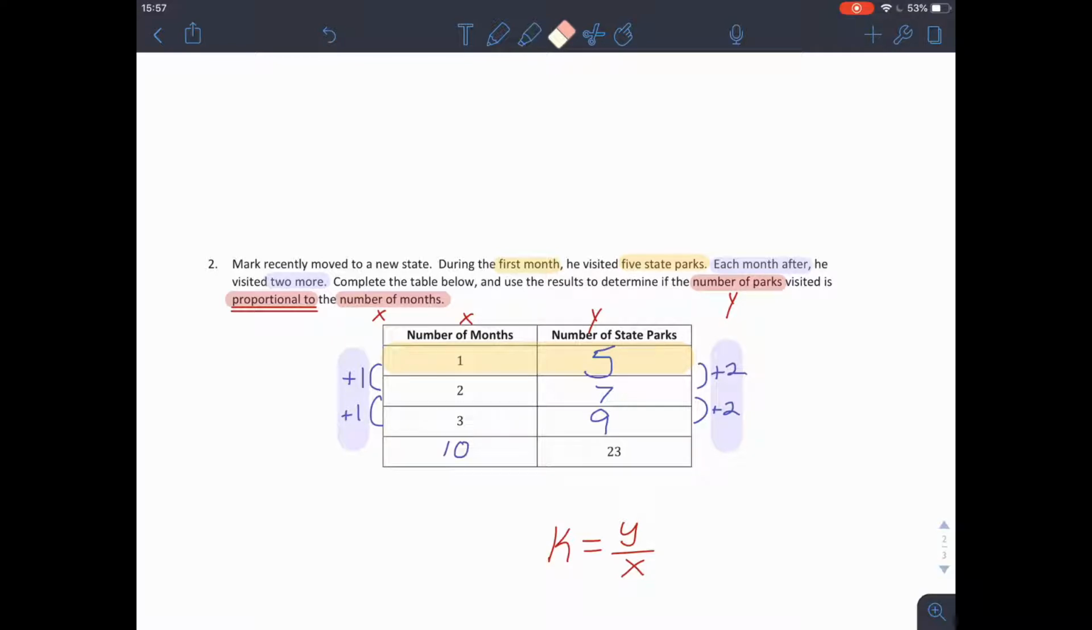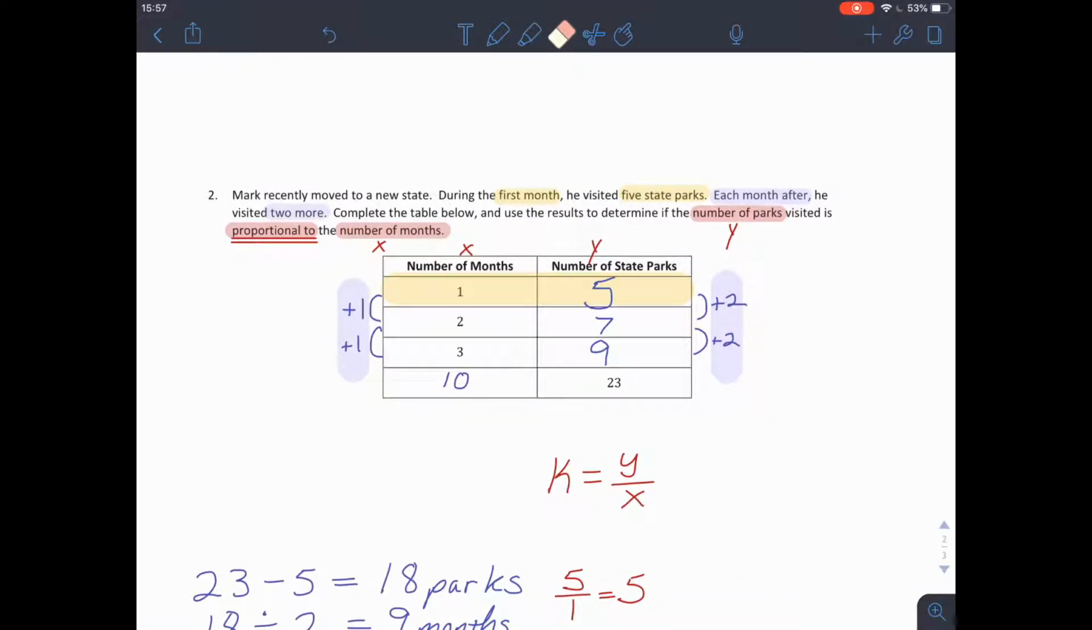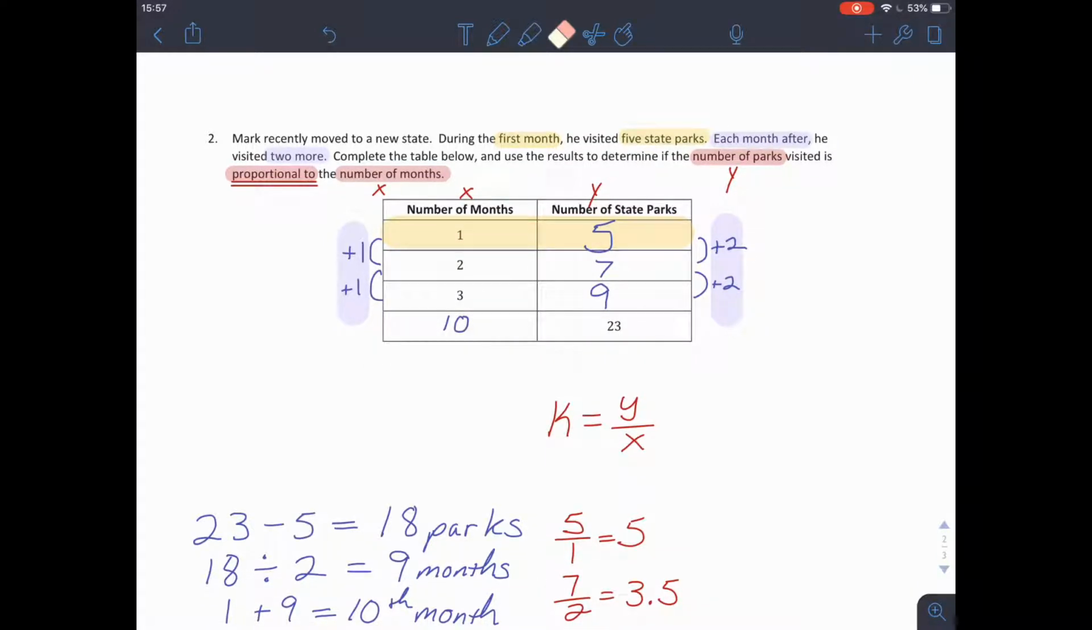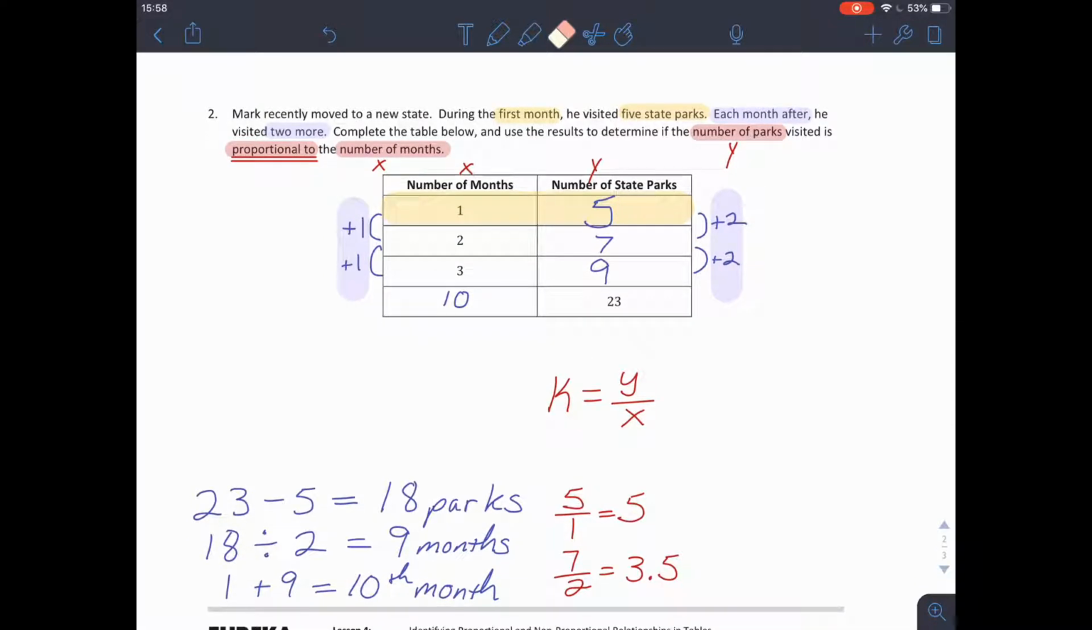So I can start by dividing 5 by 1 from my ratio for my constant of proportionality, and it equals 5. When I do the same thing with 7 divided by 2, I get 3.5. So right there, I can already stop checking the rest of my ratios because I can see that this is not proportional. They do not have the same unit rate. They do not simplify to the same ratio, so these are not proportional. If I checked the rest of them, I would see that they all have different ratios to represent the number of parks visited per month. So this is not a proportional relationship.